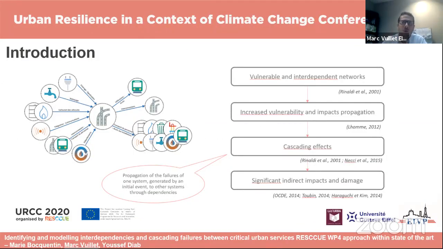So, we are talking here about urban services operating through technical networks, vulnerable to hazards and interdependent, likely to generate cascading effects, very damaging for users, and likely to greatly worsen crisis management. Indeed, cascading effects could make propagation of the failure of one system generated by an initial event like a hazard to other systems through dependency.